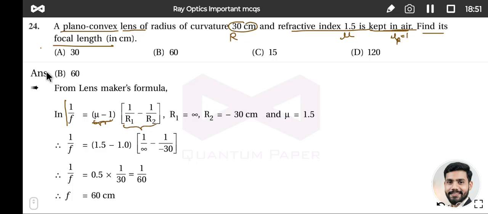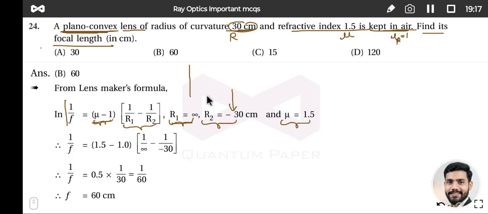Now look at the lens which is given, plano-convex. So one side is a plane, so for one radius of curvature we'll take infinity, because for a plane surface the radius of curvature is infinity. And the second radius is given 30 centimeter. You can take first or second, it doesn't matter. So R2 we will take as minus 30 centimeter, from the right side. The refractive index is given 1.5.